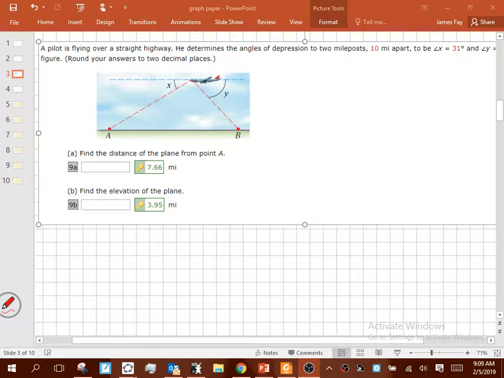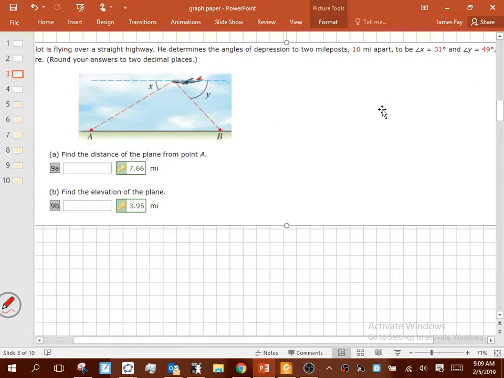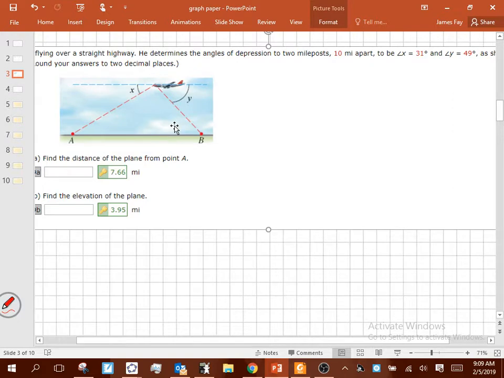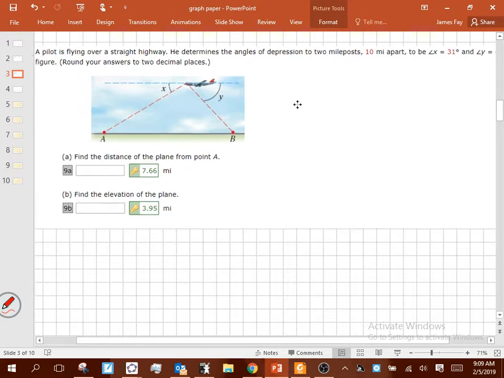Looking at number 9, it says a pilot is flying over a straight highway. He determines the angles of depression to the 2 mileposts are 10 miles apart. So milepost A and milepost B are 10 miles apart. Says the angle of depression to A, which would be this measurement here, X, is 31 degrees, and angle Y is 49 degrees.